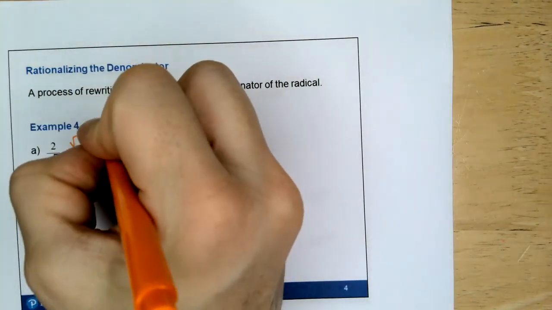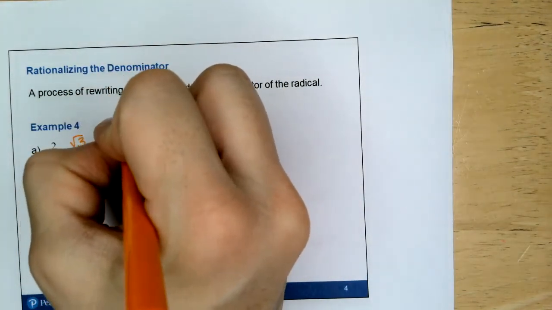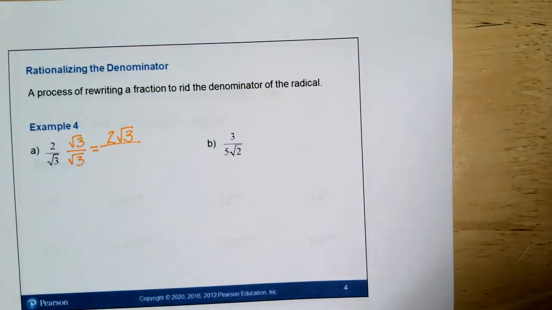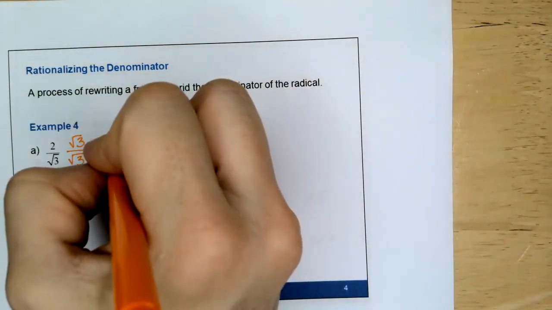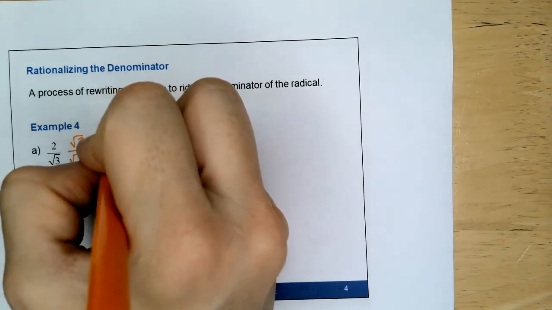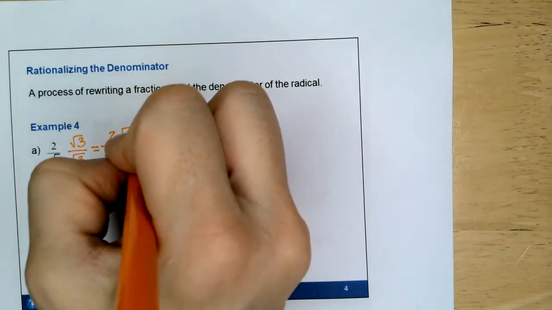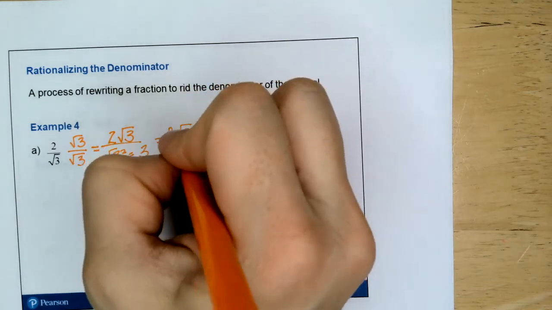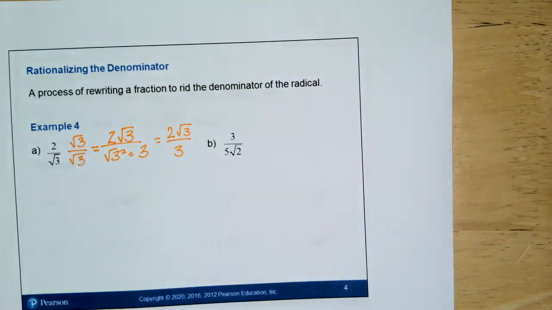2 times the square root of 3, I just write as 2 square root of 3 because I don't care. It's okay if the numerator has a radical. Square root of 3 times square root of 3, we just saw, is just the square root of 3 squared, which we know becomes 3. So now we have 2 square root 3 over 3, and we are done.